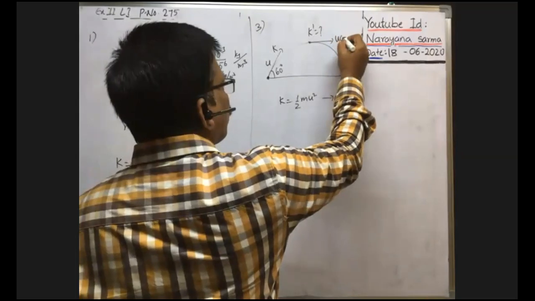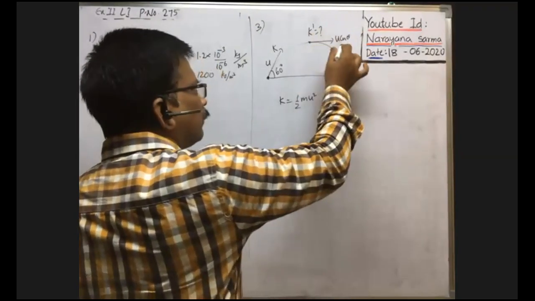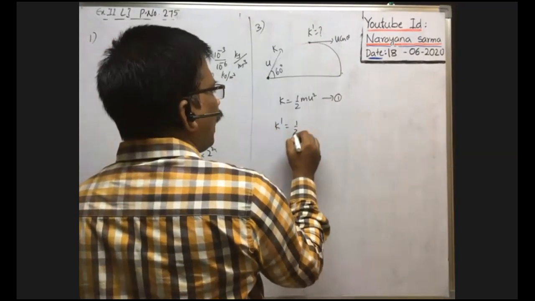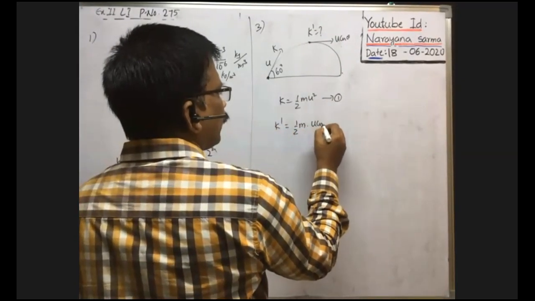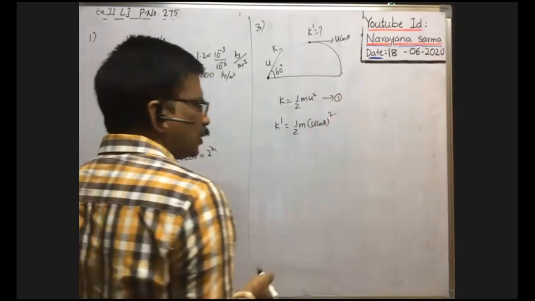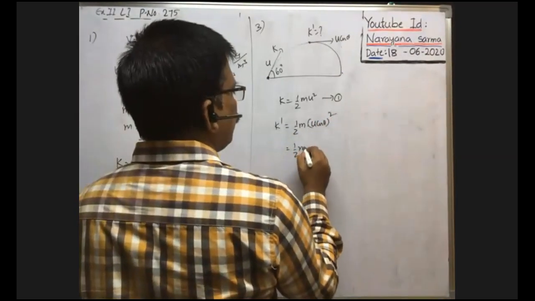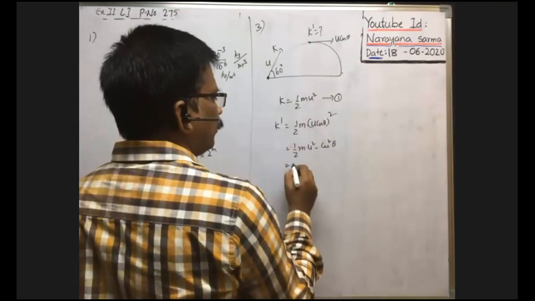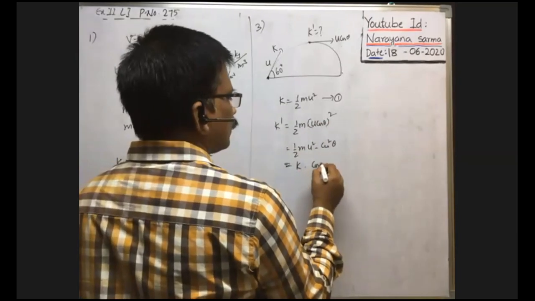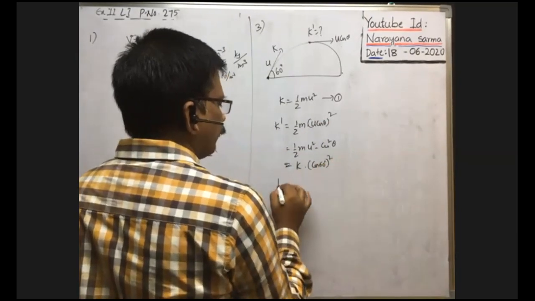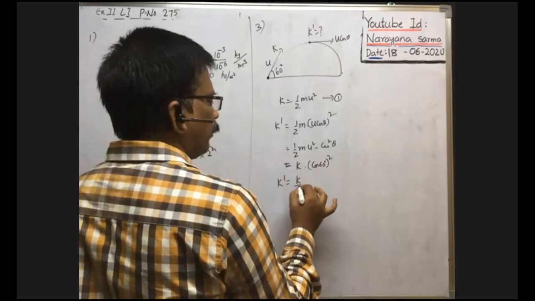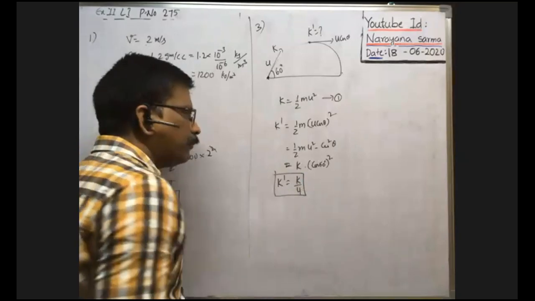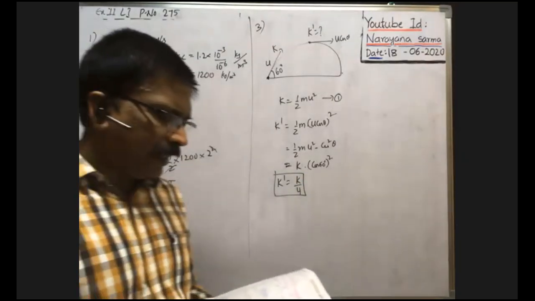At the highest point, what is the kinetic energy they asked? At the highest point, the velocity of the body is only the horizontal component of velocity. It has no vertical component of velocity. So kinetic energy at the highest point is equal to half m into the velocity component along the horizontal direction. So this is equal to half m into u square into cos square theta. Half m u square can be written as K, so K into cos 60 whole square. Therefore, kinetic energy at the highest point is K by 4, because cos 60 is 1 by 2, squared is 1 by 4. So K by 4 is the kinetic energy at the highest point.